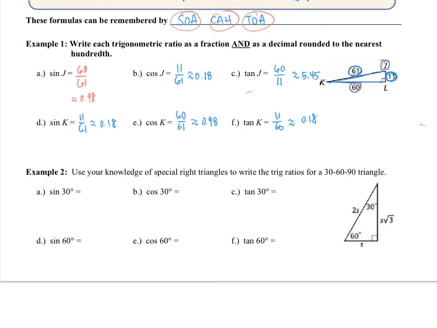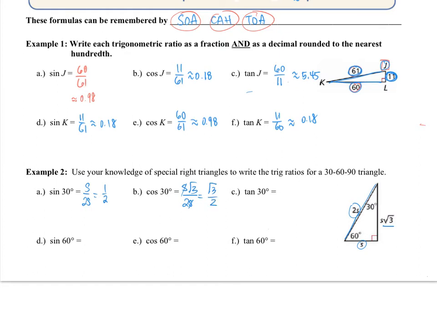Example 2 would like you to use your knowledge of special right triangles to write the trig ratios for a 30, 60, 90 triangle. So let's look at part A here. Sine 30 degrees would be s over 2s. And if we simplify this, it would be half. And cosine 30 will be s square root of 3 over the hypotenuse, which is 2s. So when we simplify this, it's square root of 3 over 2.